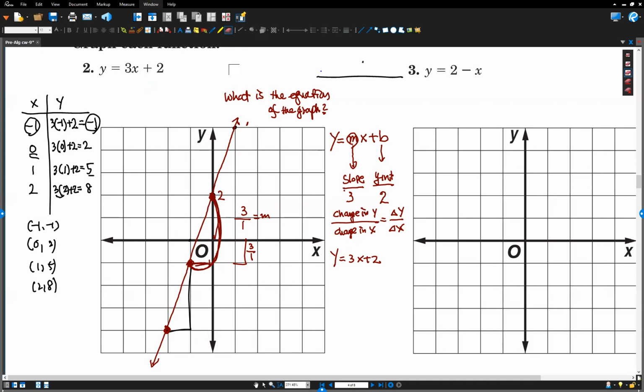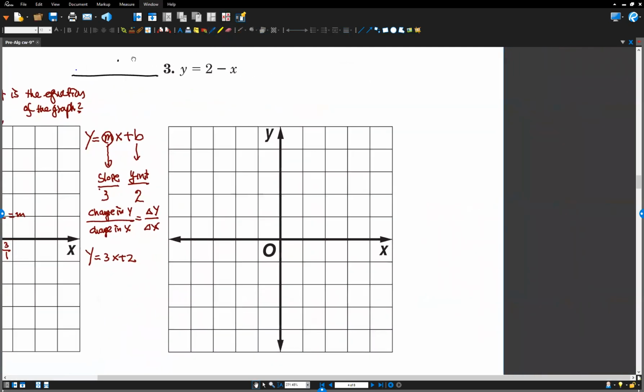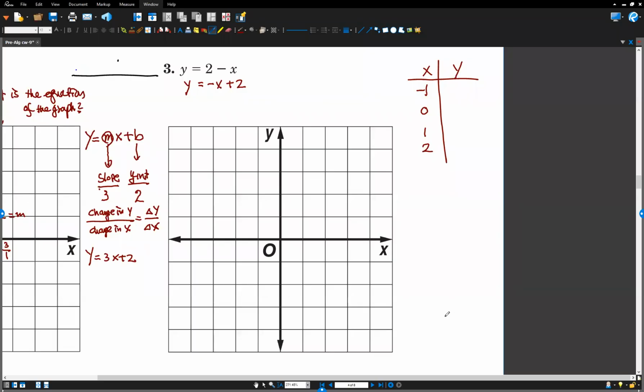All right. Now one more practice. Try number 2 over here. Make a graph. I'll give you a few minutes, 4 minutes. When you finish, let me know, okay? I'm gonna pause the recording.